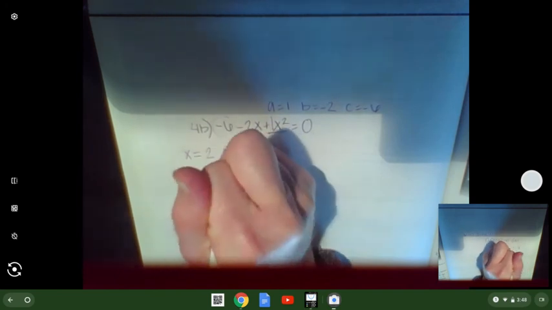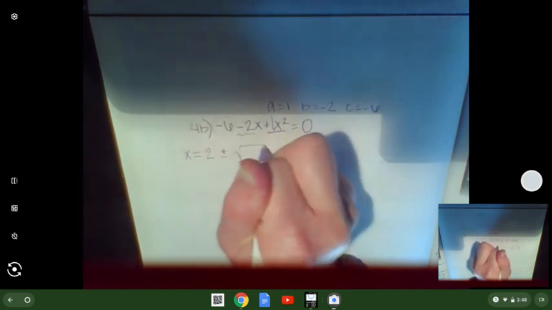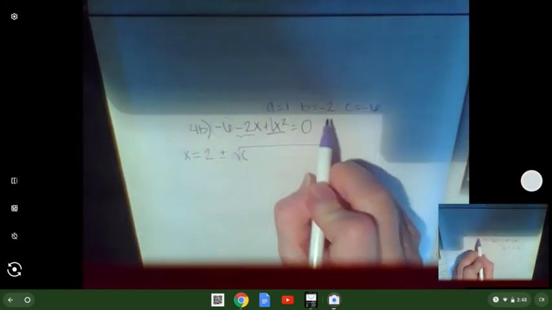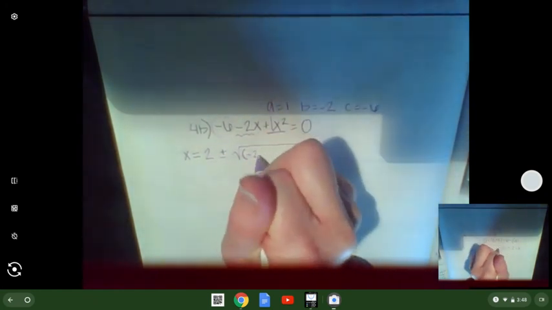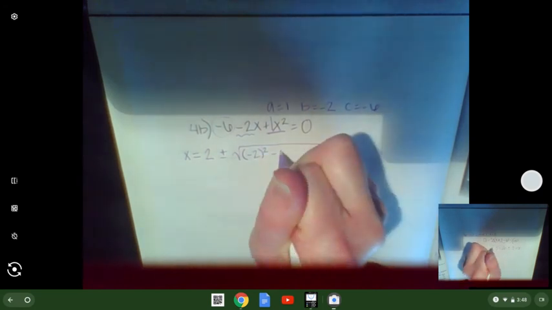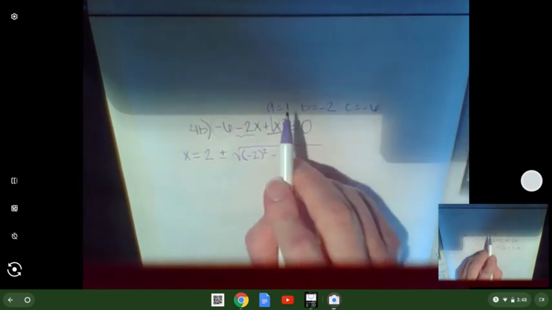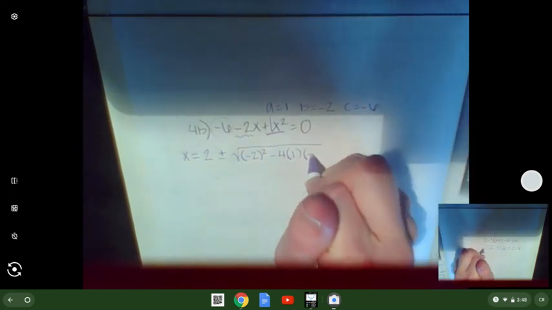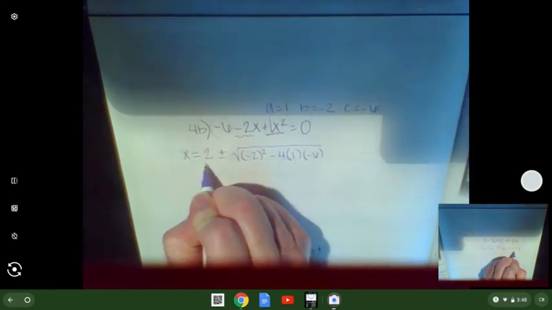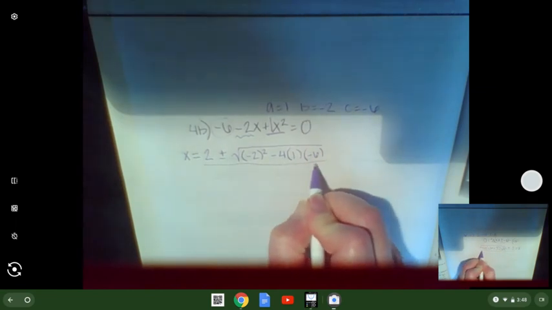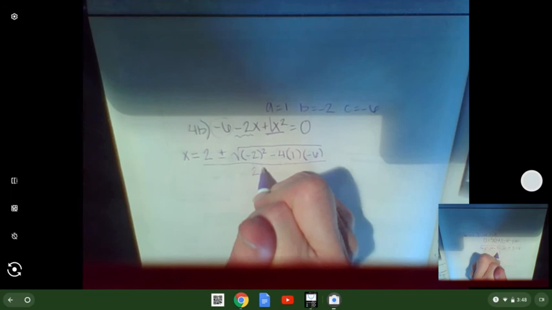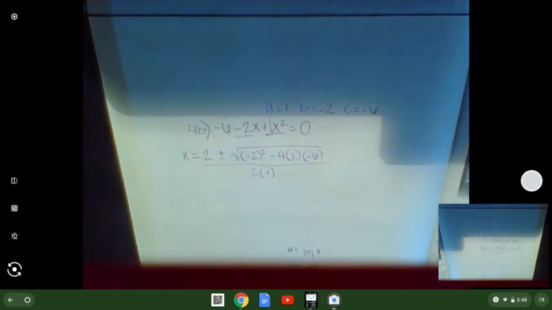So the opposite of our b is +2, plus or minus the square root, make sure you make that square root big enough, using parentheses, b, which is -2, squared, minus 4, parentheses, a, which is 1, parentheses c, which is -6, all over, make sure that fraction bar goes all the way back to the equal sign, all over 2 times a, which happens to be 1.